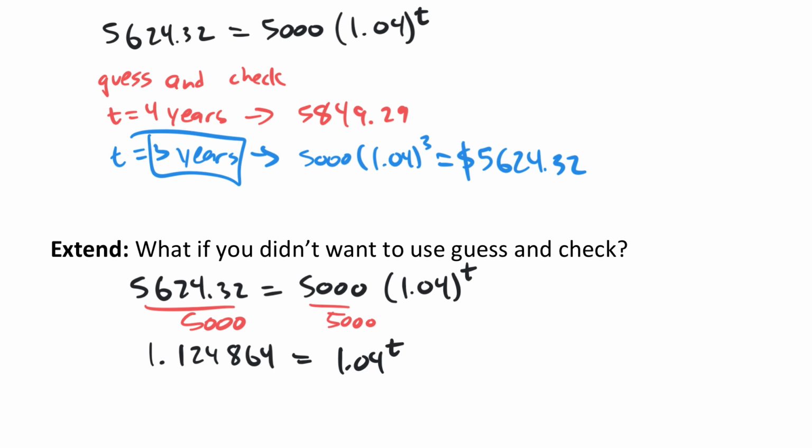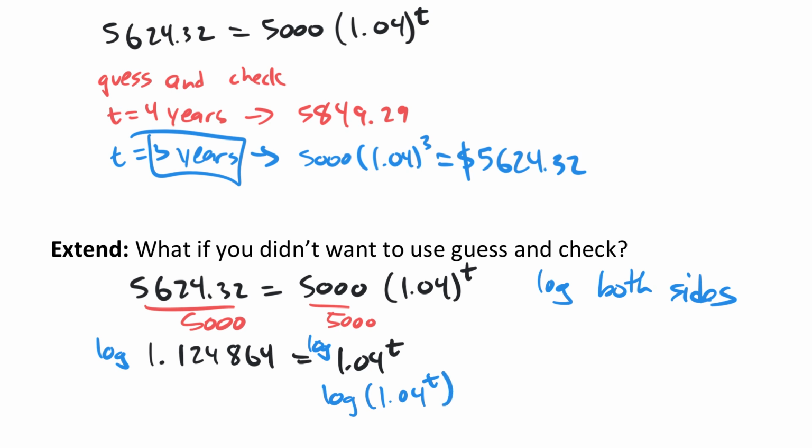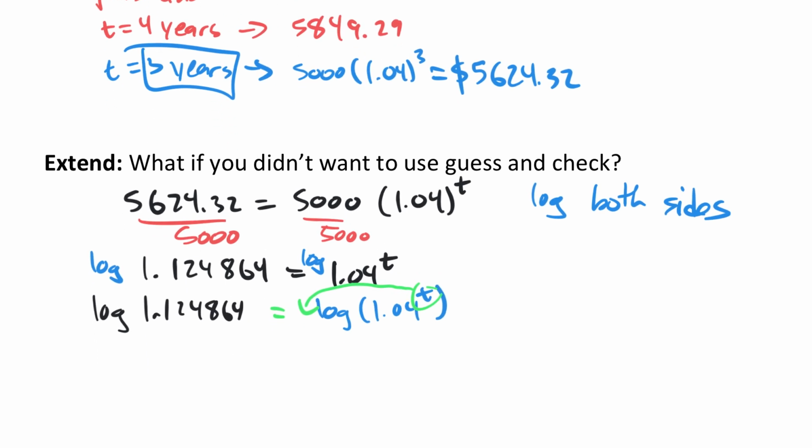I think the best move here is to take log of both sides. What we're going to do is log this side and log this side. Log both sides. Now the reason why I think that's so useful is because if I have log of 1.04 to the t, there's a very special move that logarithms allow you to do. The exponent can come on down and become a coefficient. Now on this side, I'll still have log 1.124864. Let's move up and make a little space here.